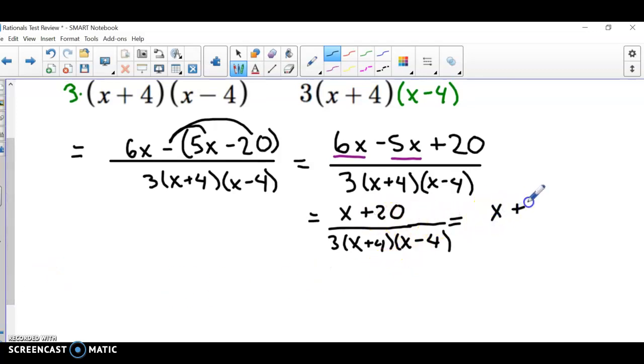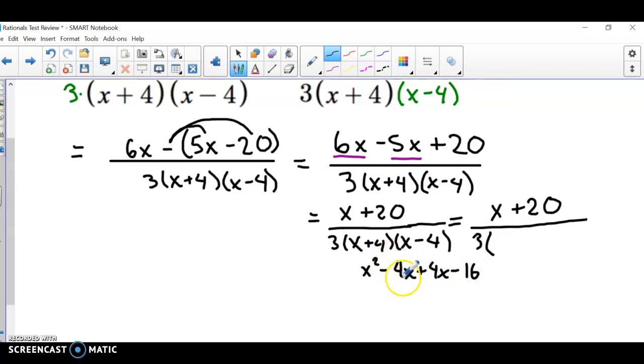I'm going to keep my numerator the same. I'm just focusing on the denominator. So I'm going to leave my 3 out here for now. This is my difference of squares, but if you need to see how that's worked out, I'm going to take x times x, which gives me x squared. x times minus 4 gives me a minus 4x. 4 times x gives me a plus 4x. And 4 times negative 4 gives me a minus 16.